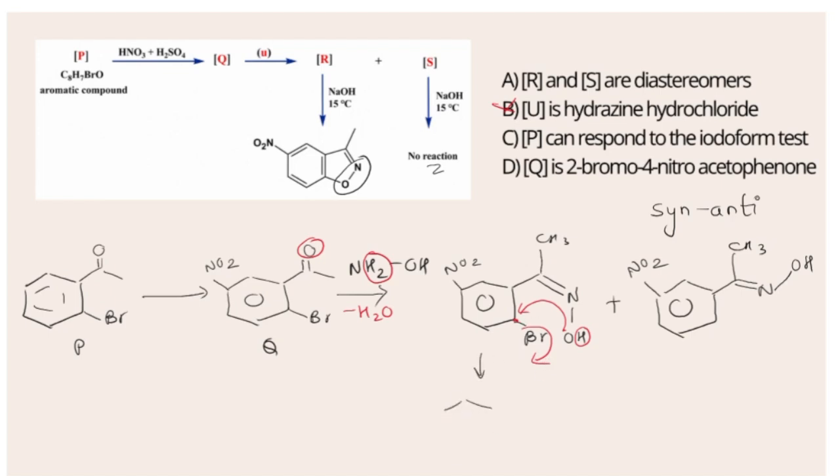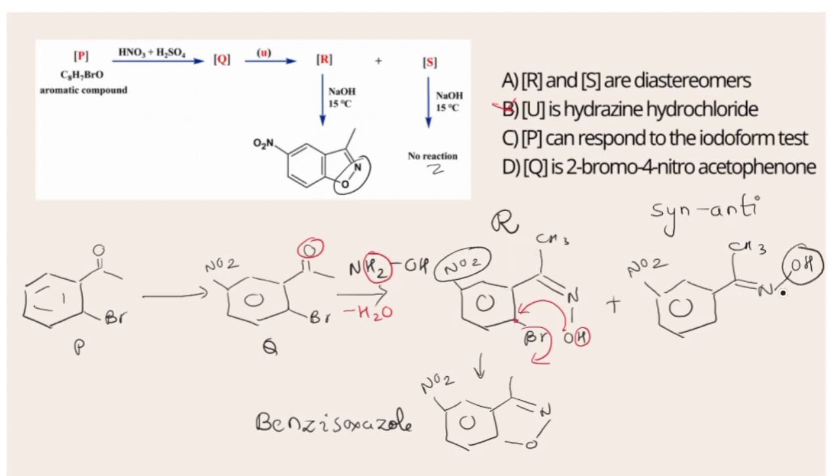Is this possible? Because we know that haloarenes will not undergo nucleophilic substitution that easily. No, it is possible in this case because there is a nitro group. Nitro is an electron withdrawing group. Because of this, it activates the benzene ring towards nucleophilic substitution reaction. Hence, we are going to get a heterocyclic molecule. We call this benzisoxazole. So this will be our final product as shown in the question. So what is this product then? This is R.